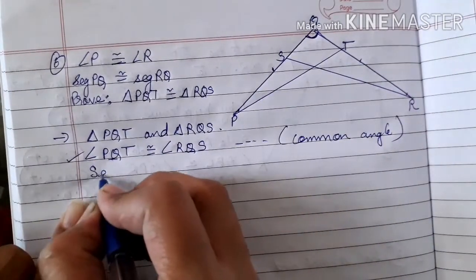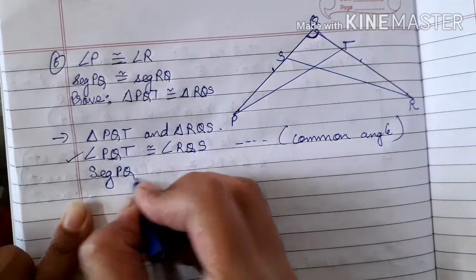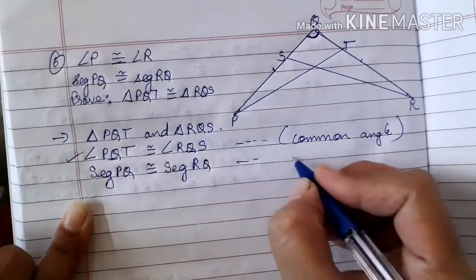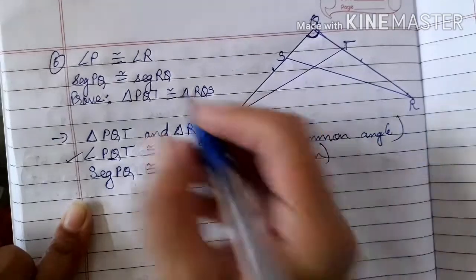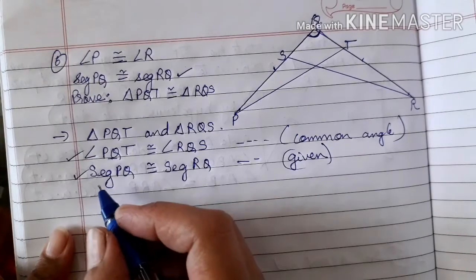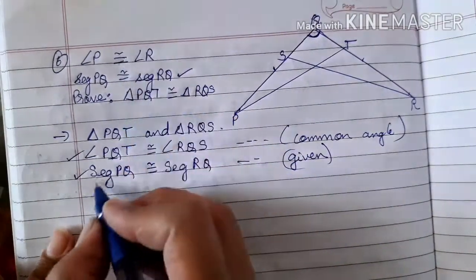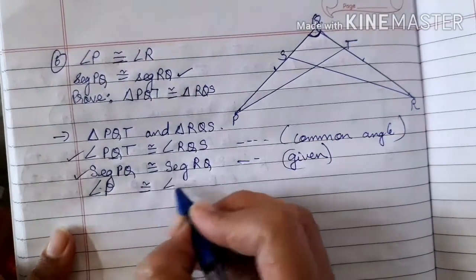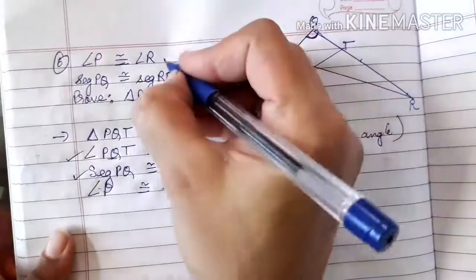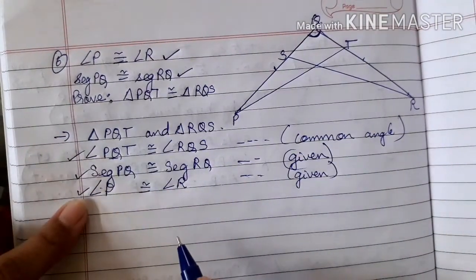Now for the second reason, they have already given us segment PQ and RQ. So write the same reason. Segment PQ is going to be congruent to segment RQ, and this is given, right? This was given in the question itself. Now the second reason is also there. For the third reason also, they have already given us, but it's in short form. You all can write it directly. So angle P is congruent to angle R, which is also given. It's been given in the question. We wrote it. Now all three reasons are there.